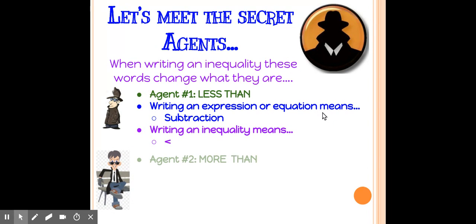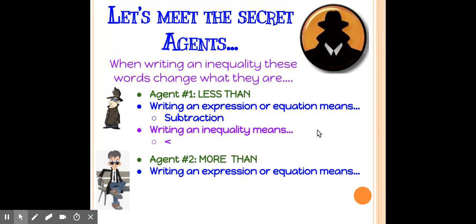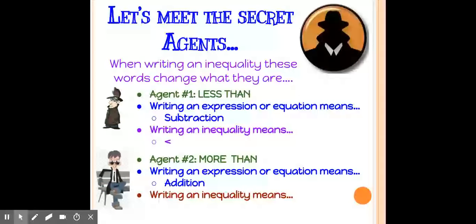Agent number 2, more than. We've seen more than before. More than when writing an expression or an equation means addition. However, when he goes undercover for an inequality, his disguise looks like the greater than symbol. Let's take a look at these guys and some other words that are symbols for inequalities, like less than, greater than, less than or equal to, or greater than or equal to.